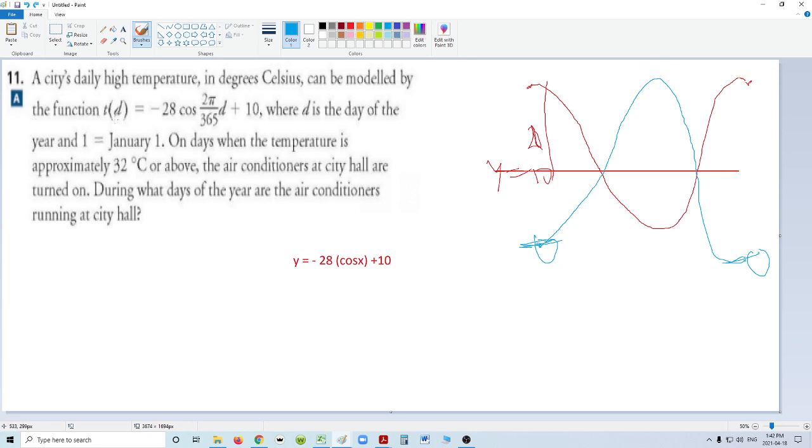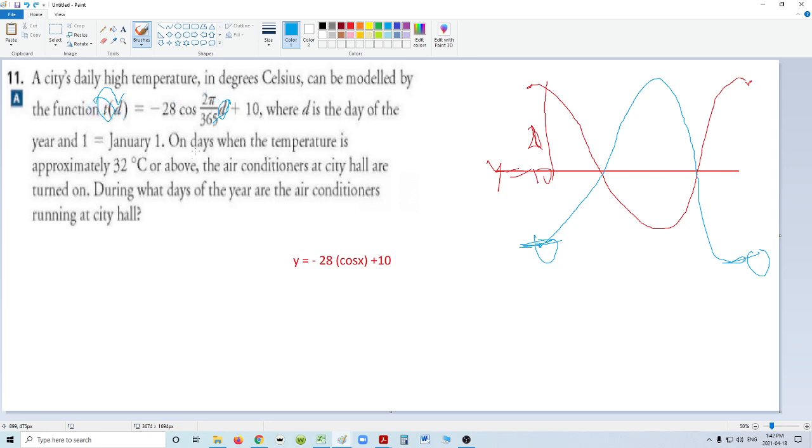And what's interesting about this is you can determine the temperature based on the day. So normally, if I told you it was day 100, you'd put 100 here. Actually, you take 100 divided by 365 to get a percentage of the year we're at. Then you multiply it by 2 pi to get the angle. Then you take a cos of that. Then you multiply by minus 28. Then you add 10, and you would get the temperature from that.